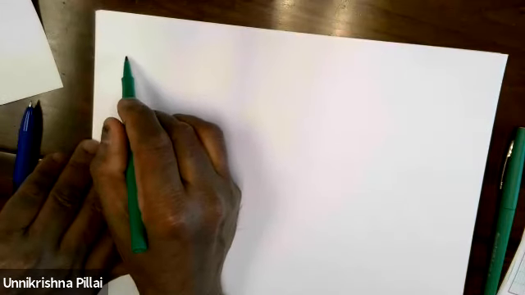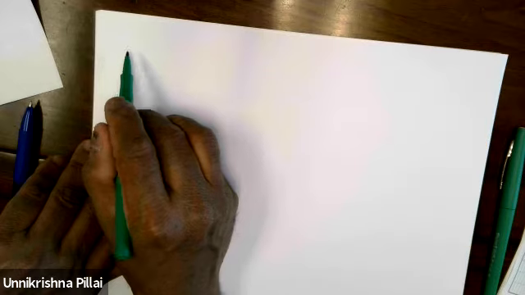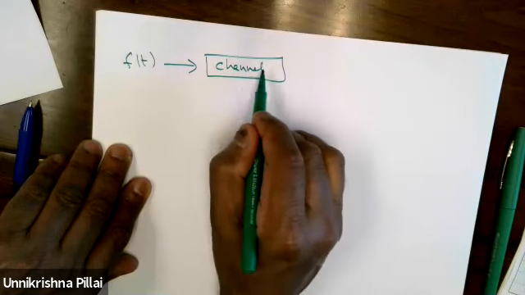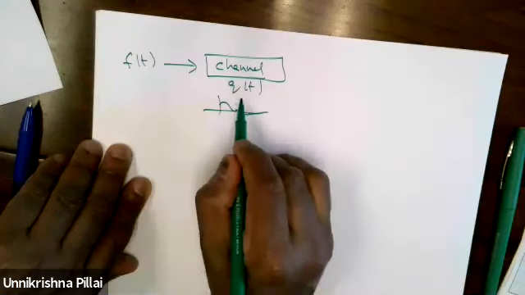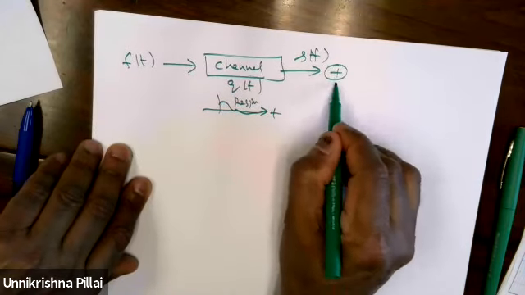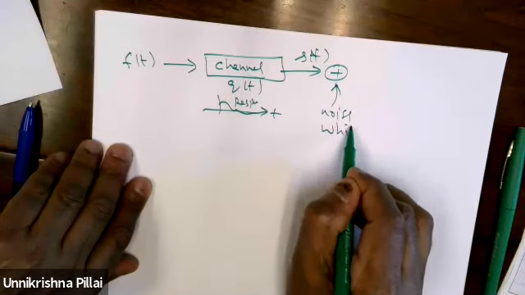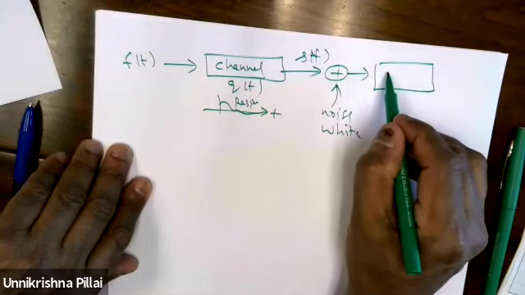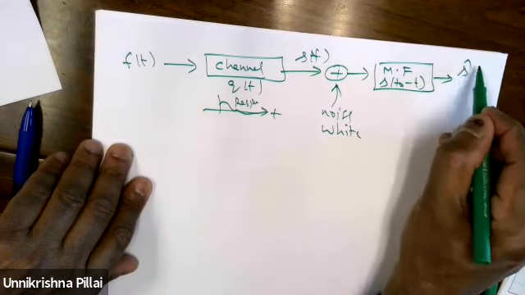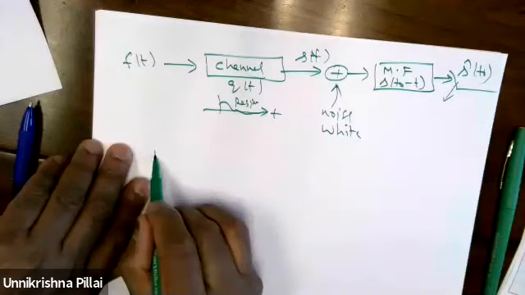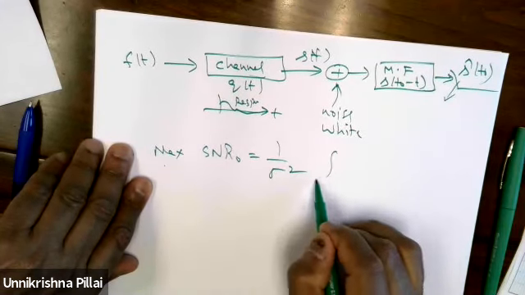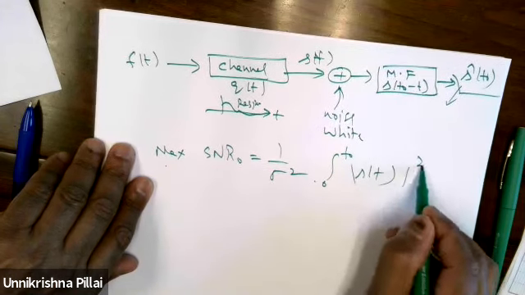You transmit something. Let me call it F of T that goes through a channel. Remember, the channel is what it is. The channel has a response Q of T, some response in time domain. That gives you S of T. And here noise gets added, let's say white noise. And then the best filter to use is the matched filter, which is S of T naught minus T, and the output will be peaking at T naught. So the maximum value of the SNR output is 1 over sigma squared, integral from 0 to T naught of S of T squared dt.